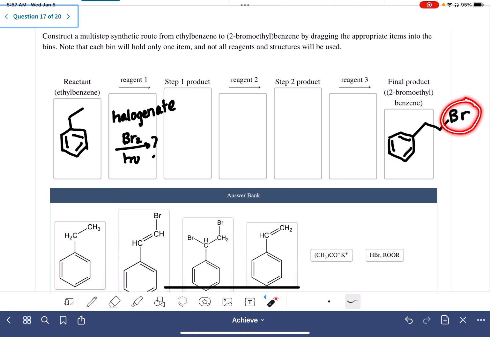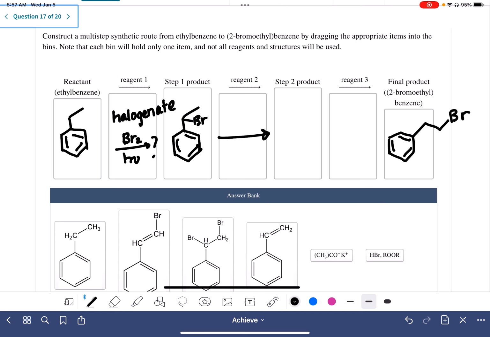So if we were to halogenate this molecule with a beautiful benzylic carbon, where would that halogen go? It's not going to go where we want it to. It's going to go on the other carbon. So it's going to go right here. And now our job is to move that halogen out to the outer carbon. And we've done problems like this last quarter. If we want to move that halogen out to the outer carbon, we have to begin by taking it away.